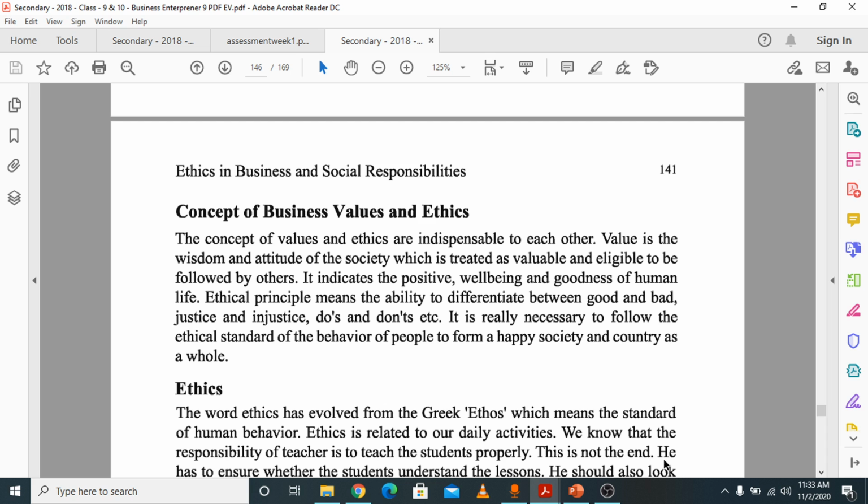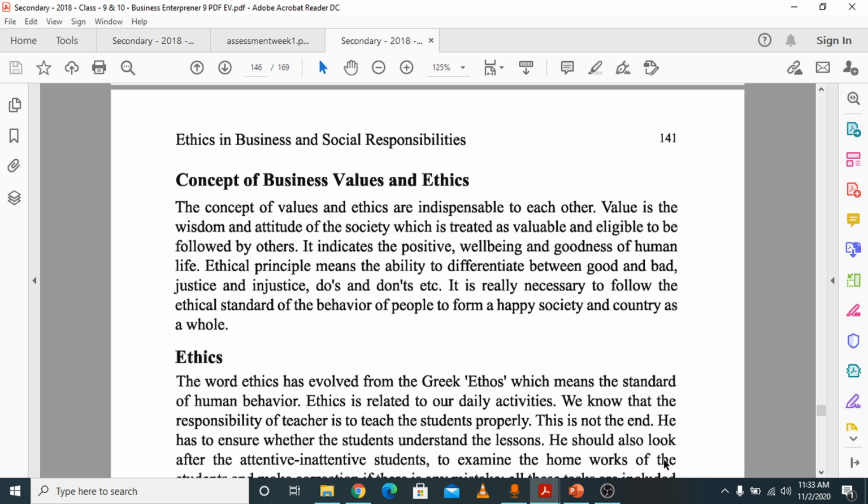Values means your behavior, what you say, your wisdom, your attitude, which can be followed by other persons in the society. So that is called values. That means value is the wisdom and attitude of the society, which is treated as valuable and eligible to be followed by others. That means your wisdom, your attitude or behavior, which can be followed by others in the society. So that is called values.